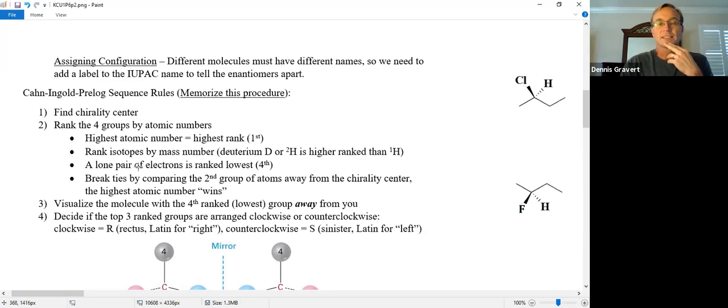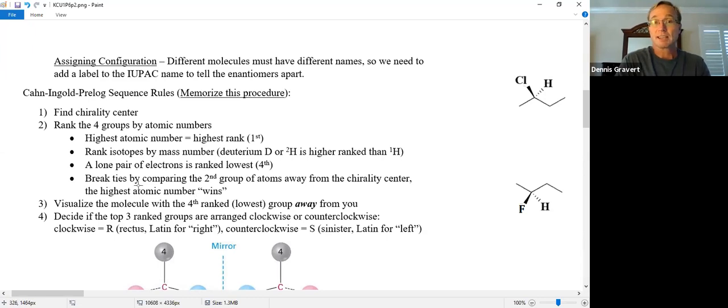Another circumstance: I mentioned in a previous video that we're going to deal mainly with carbon attached to 4 different groups, but other chiral molecules can possess other elements, other chirality centers that are not carbon, in which case they might have a lone pair as their 4th group. A lone pair of electrons has no protons, doesn't have an atomic number, so the lone pair is going to be ranked lowest. We're not going to really see that in introductory organic chemistry, but it's out there for the chemistry majors.